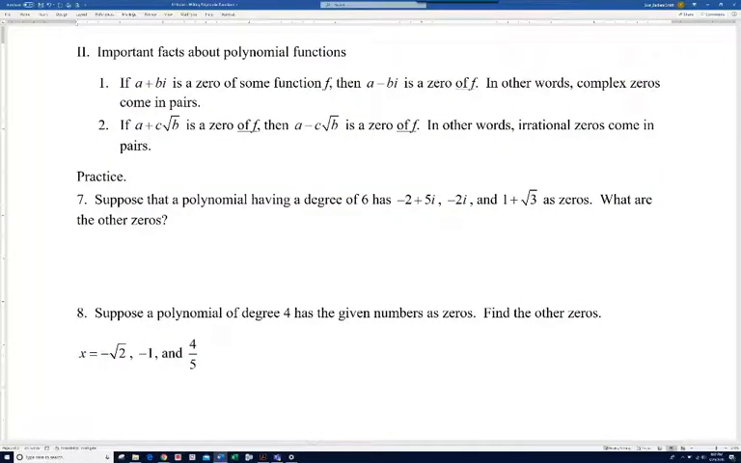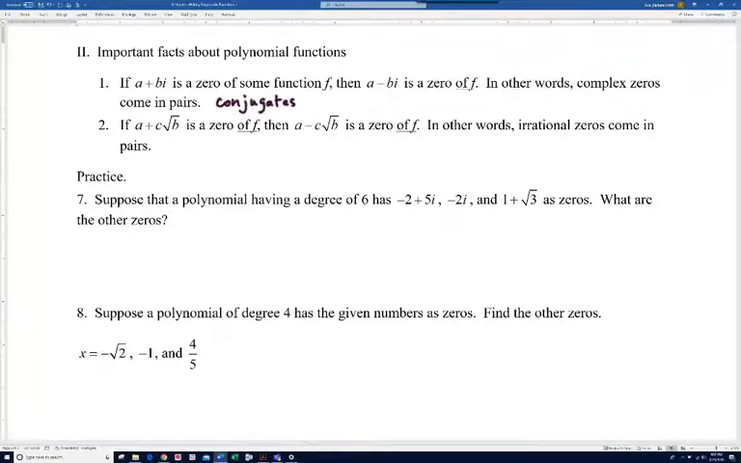It says important facts about polynomial functions. So it says if a plus bi is a 0 of some function f, so that would be a complex 0, then a minus bi is a 0 of f. Well, that would actually be the conjugate. In other words, complex zeros come in pairs, and like I said, they're conjugates.